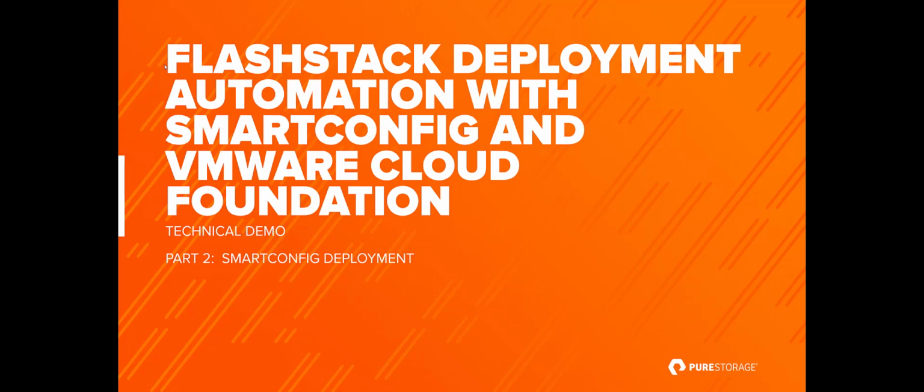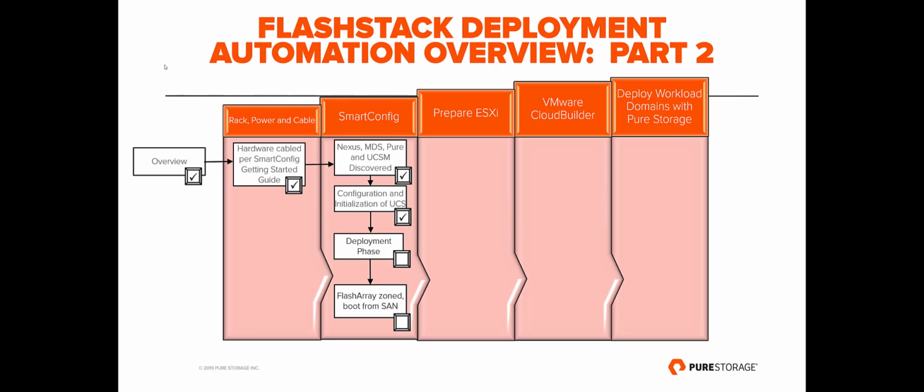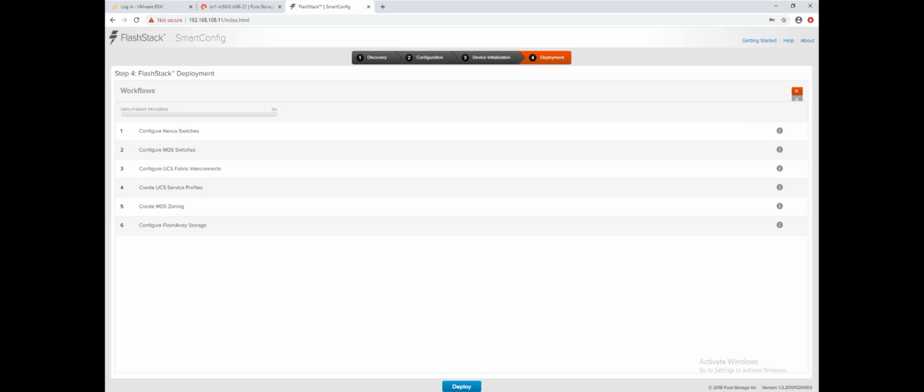We're going to demo using SmartConfig and VMware Cloud Foundation with FlashStack to automate many of your day 0 and day 1 deployment things. So with part 2, we're going to dive pretty deeply into what's required in the SmartConfig deployment phase to bring your FlashStack online. In this phase, we're going to do a couple of customizations that are required for Cloud Foundation, and we will end with FlashArray being zoned, set up for boot from SAN, so that we can then automatically install ESXi under all underlying hosts.